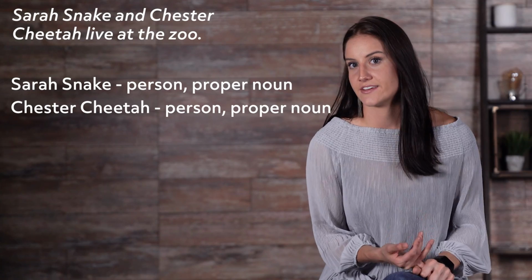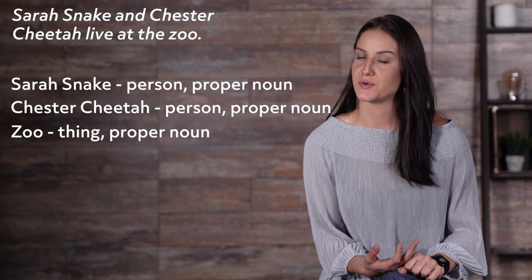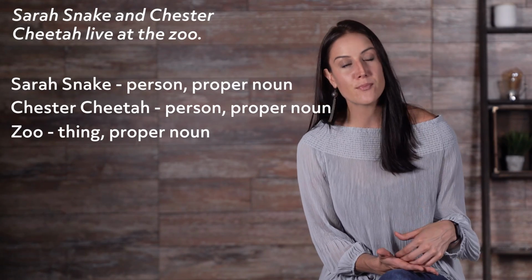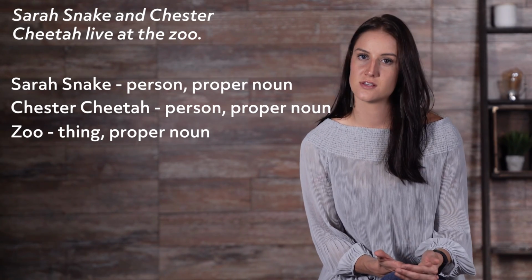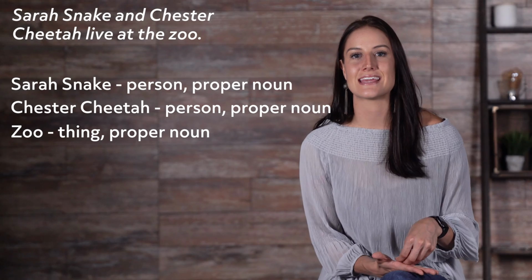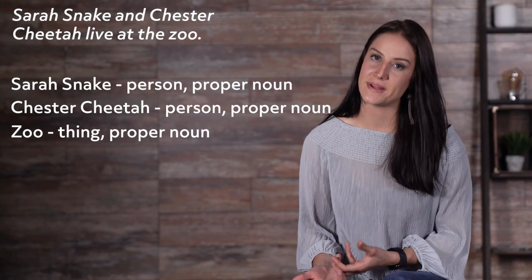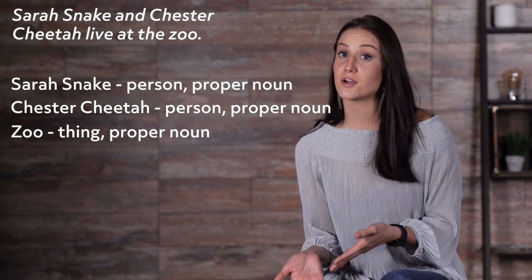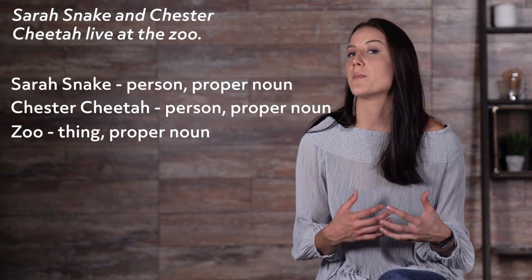Sarah Snake and Chester Cheetah live at the zoo. Our nouns for this sentence are Sarah Snake, Chester Cheetah, and zoo. Sarah Snake and Chester Cheetah are people, and because they are people, they are also proper nouns. The zoo is a thing, and by itself, it is a common noun. If I were to give a more specific example, like the Chicago Zoo, then it would be a proper noun.